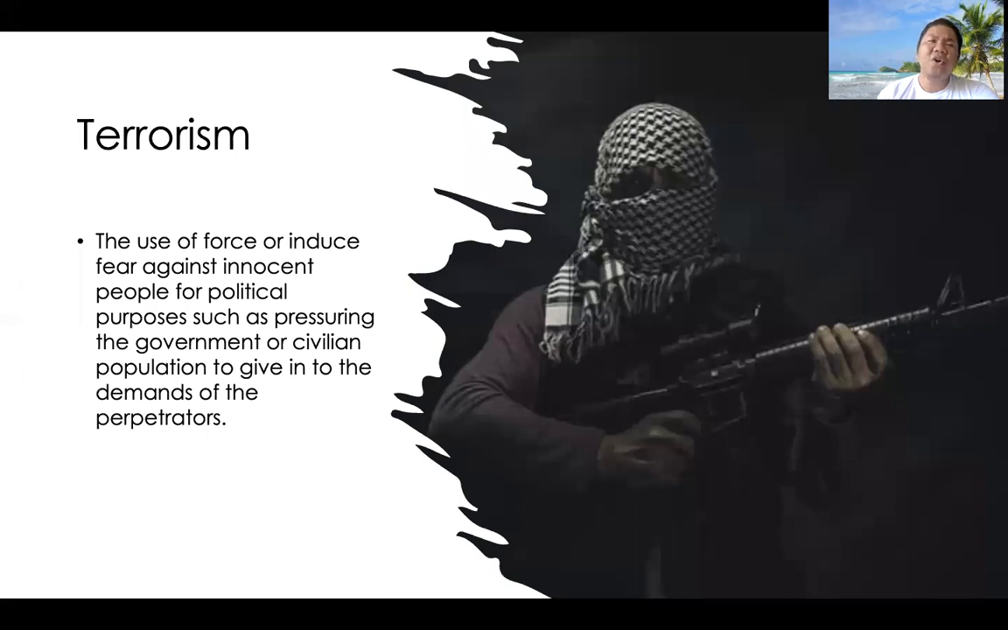Of course, another common form of sociological hazard is terrorism. So we keep on hearing this word on the TV. Terrorism is the use of force or induced fear against innocent people for political purposes, like pressuring the government or civilian population to give in to the demands of perpetrators. So using innocent people.